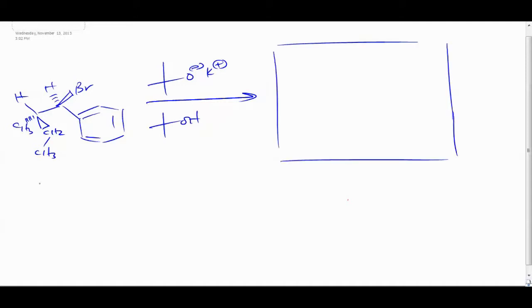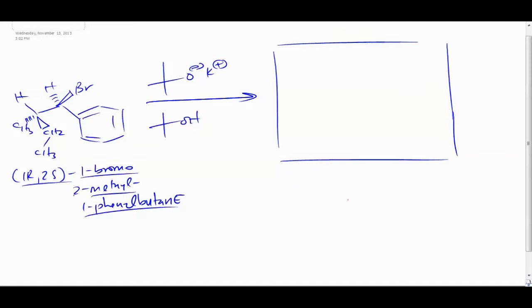And the name of this compound is 1R, 2S, 1-bromo-2-methyl-1-phenylbutane. Right? So we want to give the product that will be formed, and we want to make sure we draw the correct stereoisomer of the product. So do you have an idea what is going to happen here?